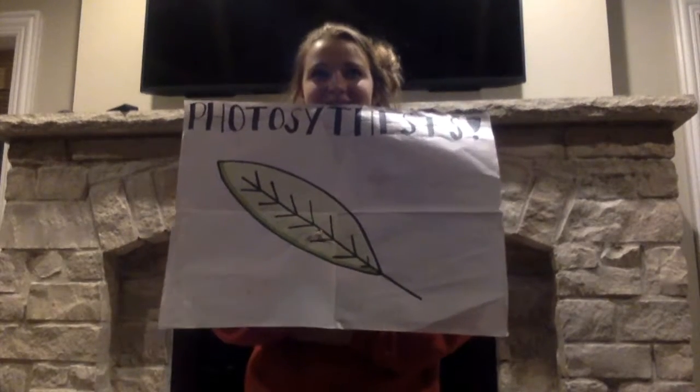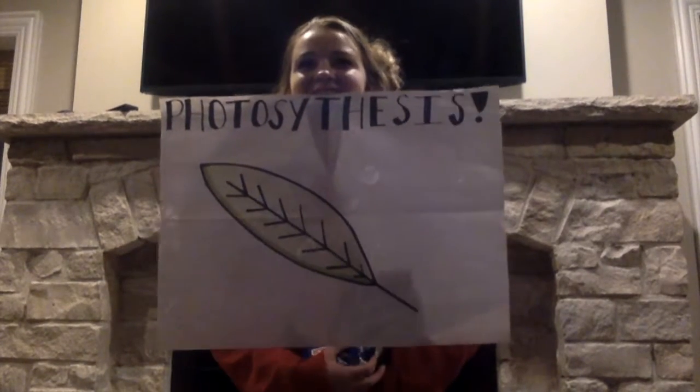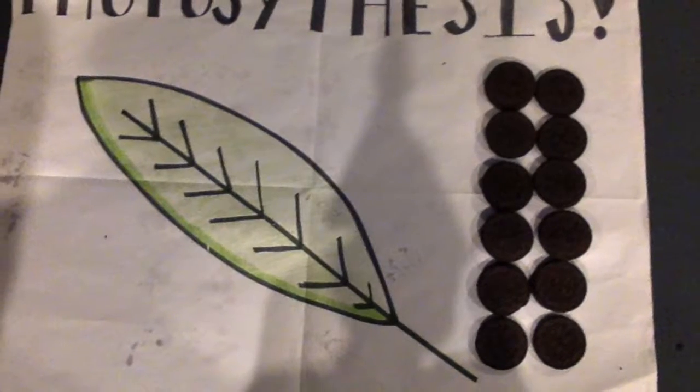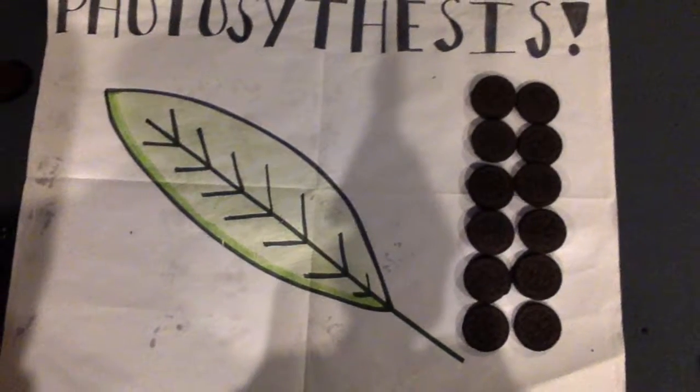Green plants absorb light energy using chlorophyll in their leaves. They use it to react carbon dioxide with water to make a sugar called glucose. The glucose is used in respiration or converted into starch and stored. Oxygen is produced as a byproduct and is represented by Oreos.